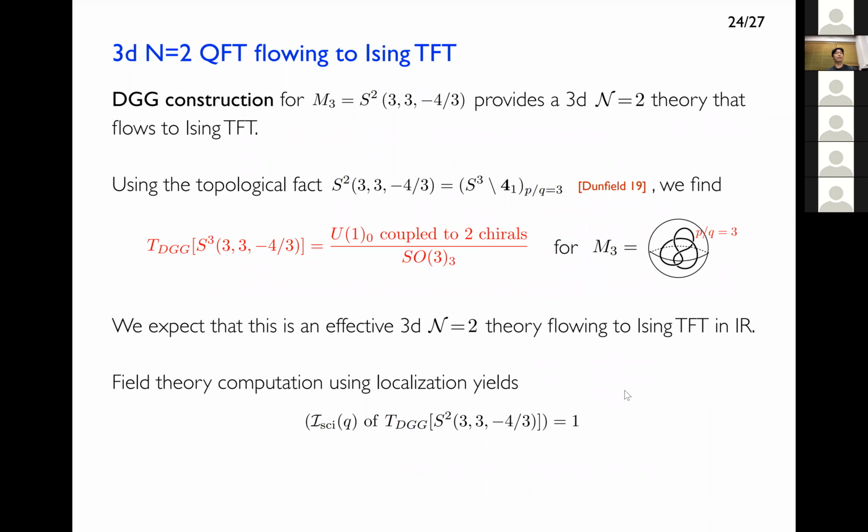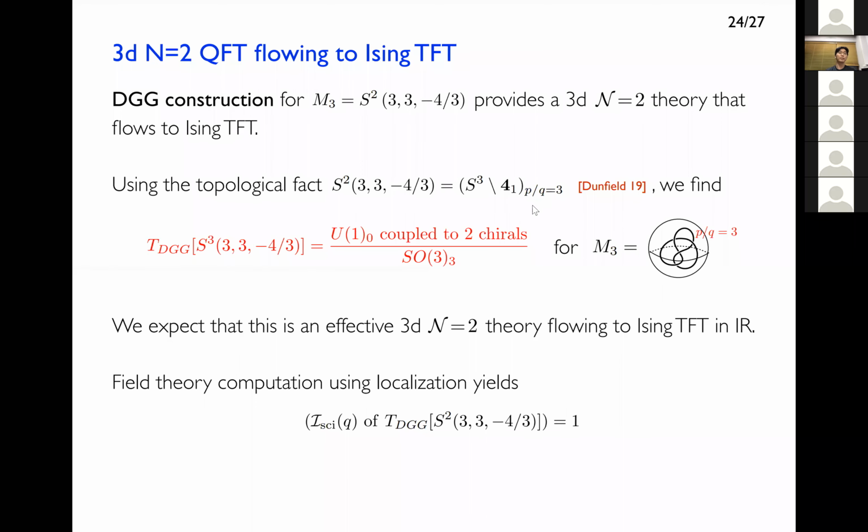In addition, we can in fact construct the 3D N=2 supersymmetric QFT that flows to this Ising TFT by using the DGG construction. It's known that this Seifert fibered 3-manifold is topologically the same as the 3-manifold obtained by the figure-eight knot complement and then filling of the torus boundary with the slope P/Q equals 3, which is the geometry we saw before. As I explained, the DGG construction for this geometry is the U(1) gauge theory with Chern-Simons level 0 coupled to 2 chiral multiplets. Then we gauge the SO(3) subgroup of the global symmetry with Chern-Simons level 3. So this 3 is this slope 3.